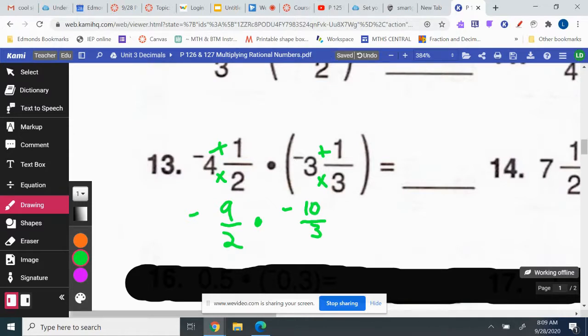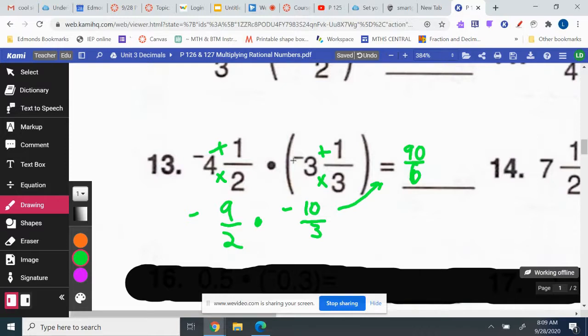Okay, at this point you can choose to reduce or you can choose to multiply and then reduce. So I'm going to multiply first and I'm going to put that answer up here so that way we can see it. So 9 times 10 is 90. And 2 times 3, going straight across, is 6. I have two negative numbers, so it's positive.